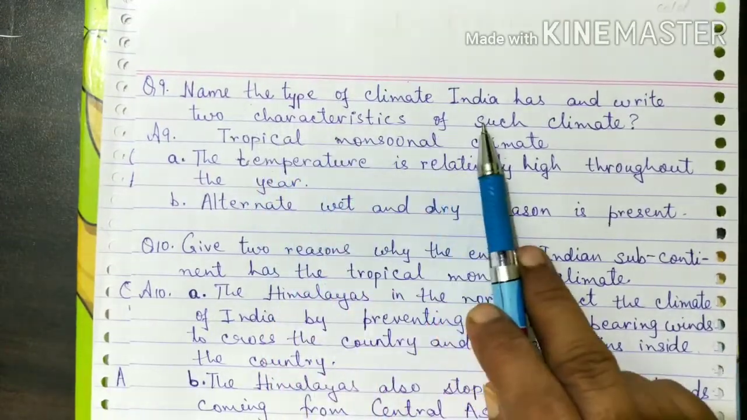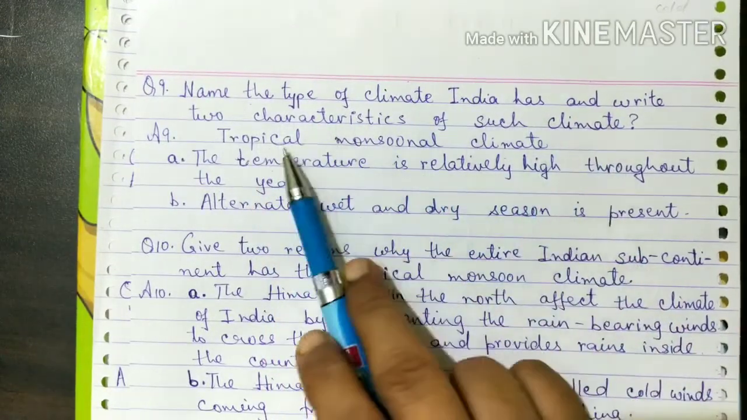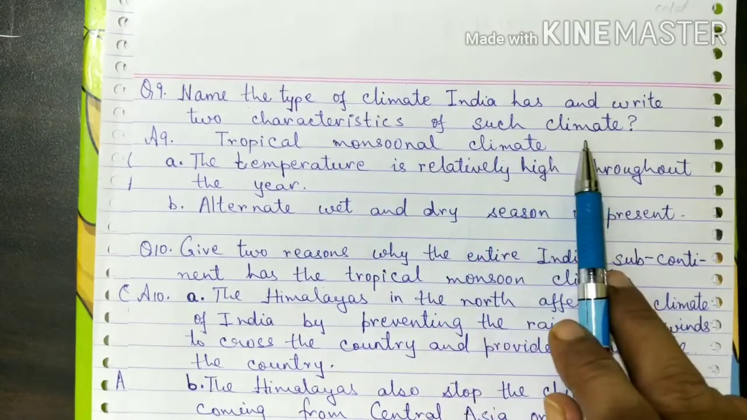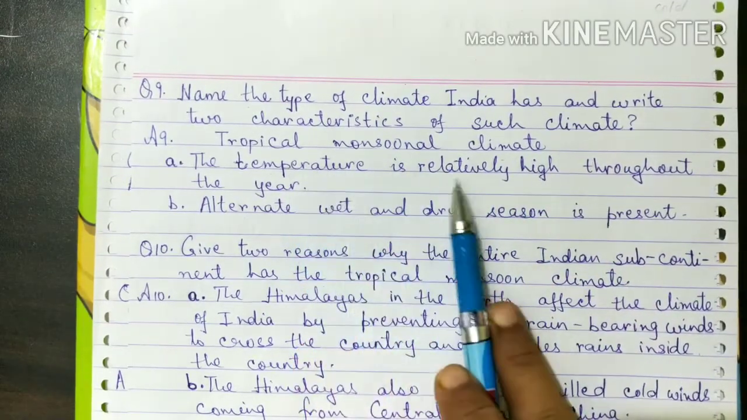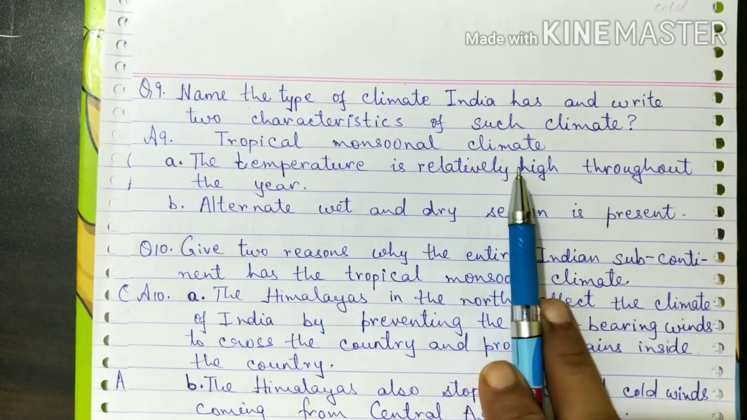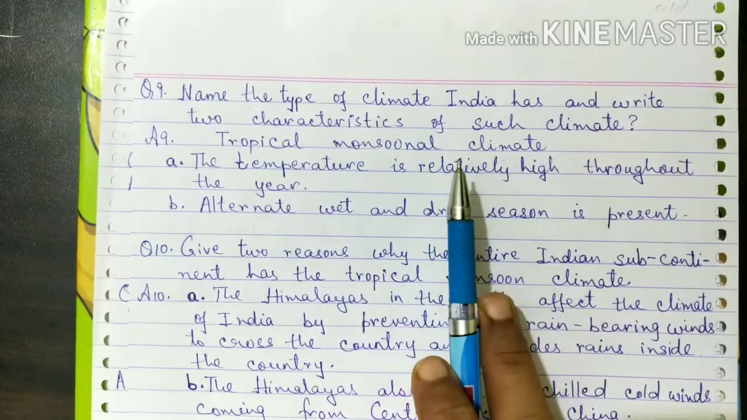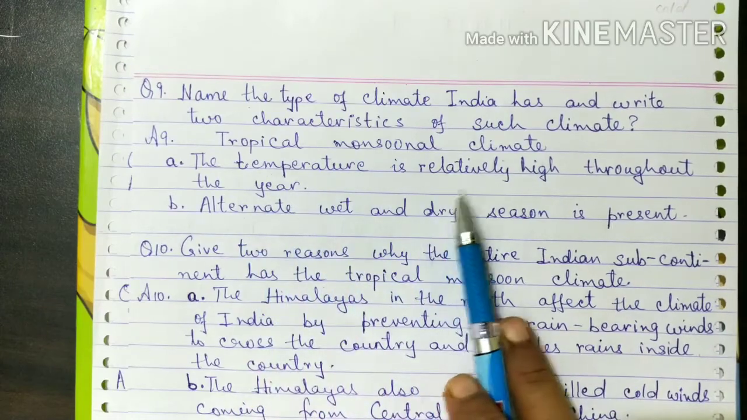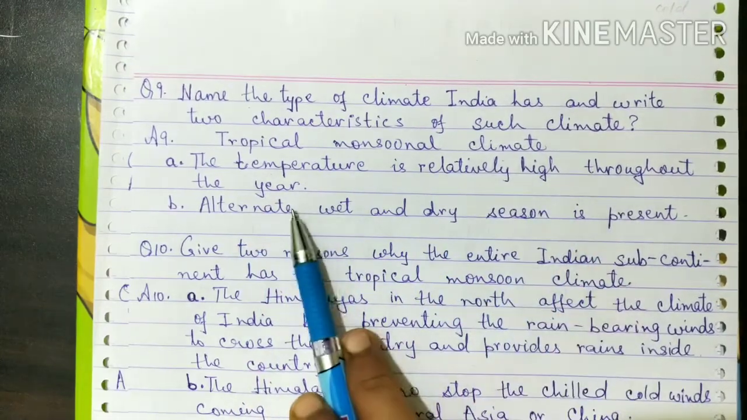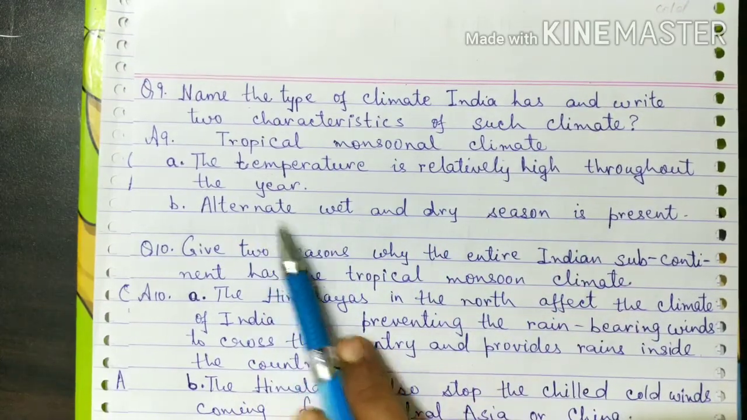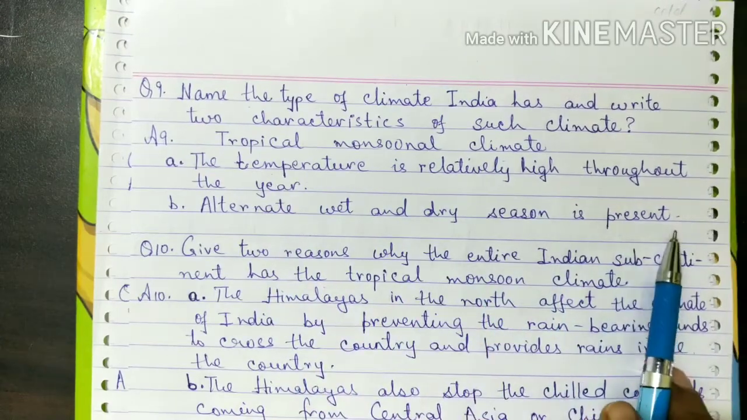name the type of climate India has and write two characteristics of such climate. The answer is tropical monsoon climate. India's climate is known as tropical monsoon climate. The two characteristics are, the temperature is relatively high throughout the year and alternate wet and dry seasons are present.